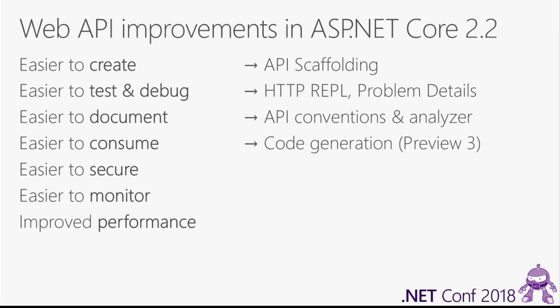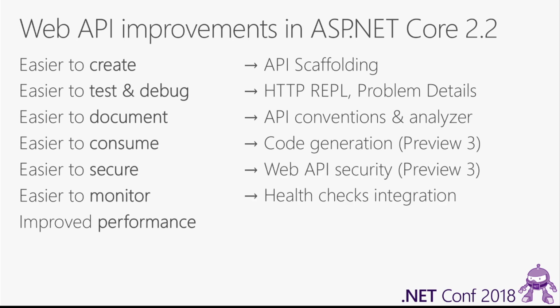We are also planning to ship an authorization server-based web API security story in the next preview of 2.2. Not much to share on that yet, but just want to let you know more is coming. As for monitoring, you can use health checks to make sure that your APIs are live and that they're ready to receive traffic. I'll show more about that in just a bit.